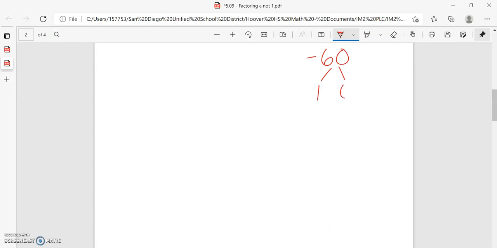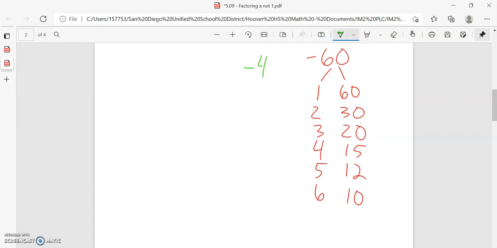1 and 60, this is a big one. 2 and 30, 3 and 20, 4 and 15, 5 and 12, and 6 and 10. Now remember, our number that we're trying to get after is negative 4. So if I go through, we need to make one of these numbers negative. So I'm going to make all my first numbers negative, and we're going to add them. Negative 1 plus 60 is equal to 59.